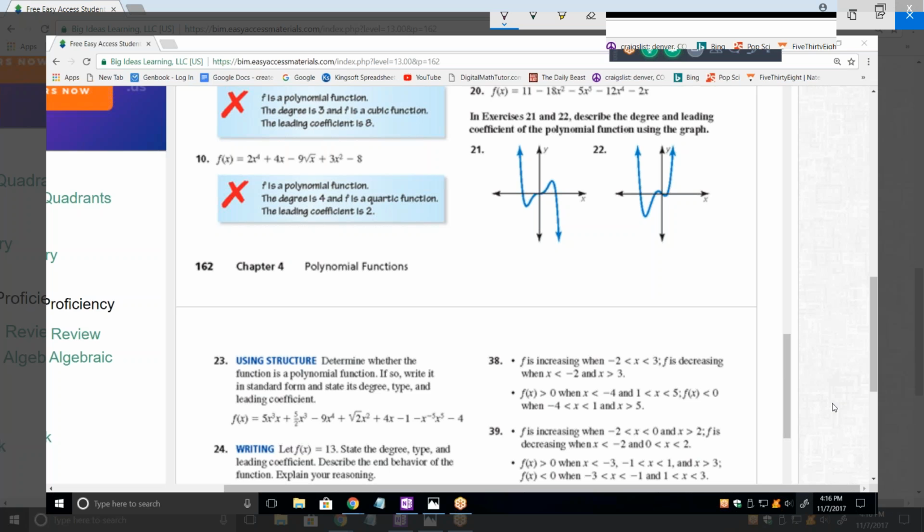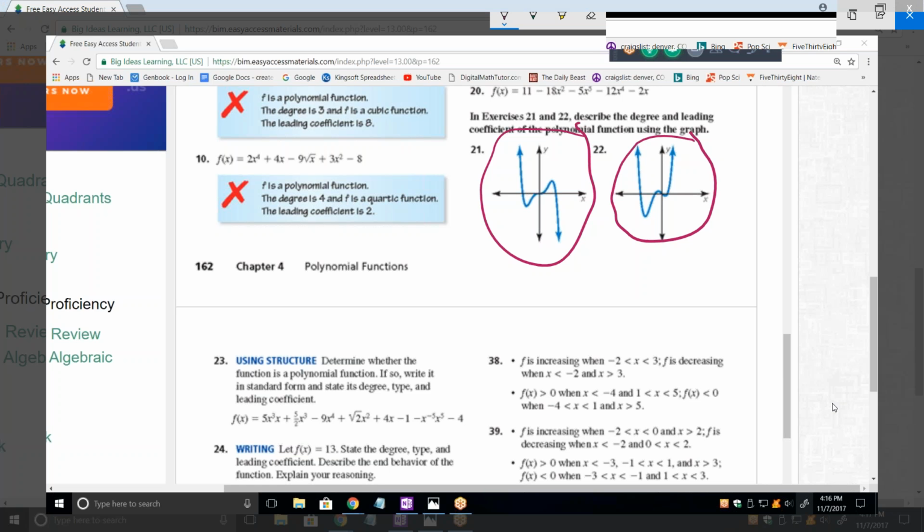Describe the degree and leading coefficient. Wow. The degree is easy enough. It's 5. On which one? 21. I think it's 5. Pretty sure it's 5. You're probably right. First of all, we know it's odd, right? Because end behaviors are in different directions. So it's either 3 or 5. And we know this one is even because the end behavior is in the same direction.